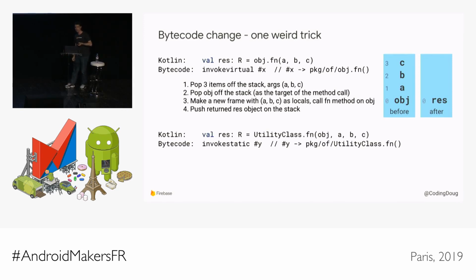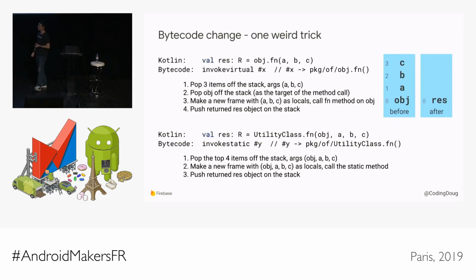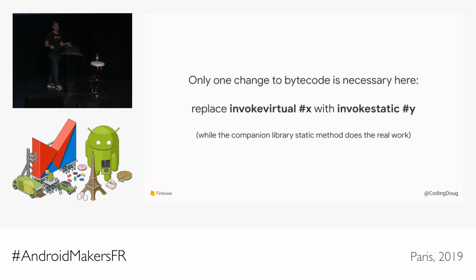The way that static methods work is actually very, very similar with one weird difference. The static method will pop all 4 arguments off the operand stack, all of them, all at the same time, make a new stack frame, make all of those arguments local variables, and then push the result. So notice that between invoke virtual and invoke static, the state of the stack is the same. Either way, we've popped 4 things. The net result is 4 things are popped off the stack. 1 thing is pushed on the stack. So if I just change this invoke virtual to an invoke static, that's the weird trick. That's all I have to do.